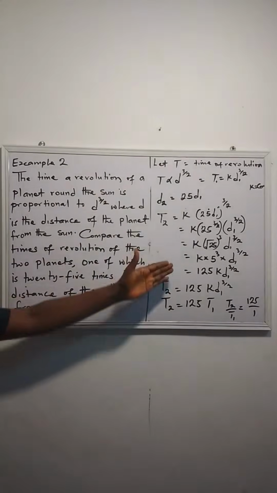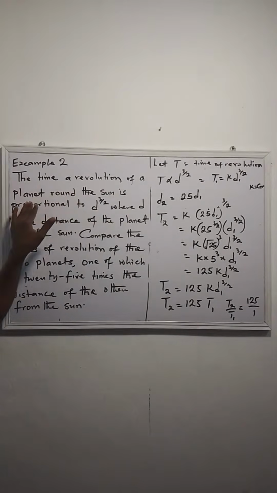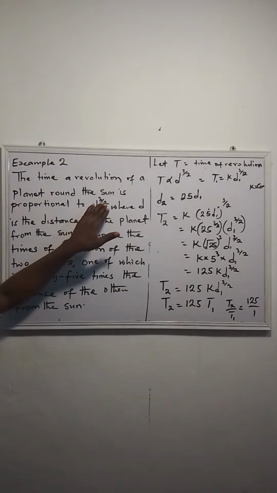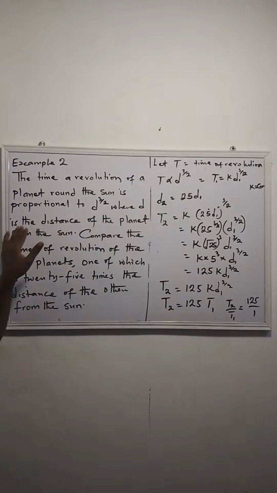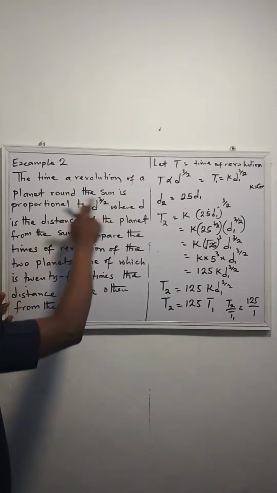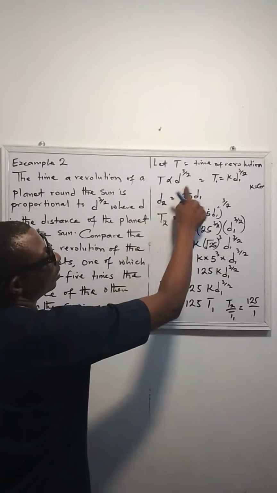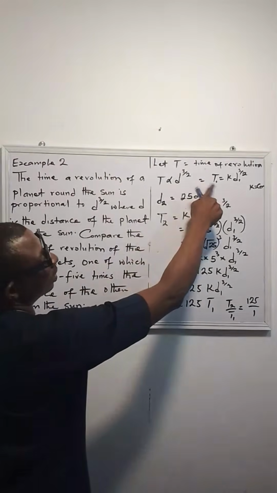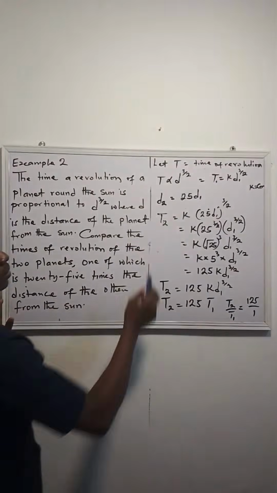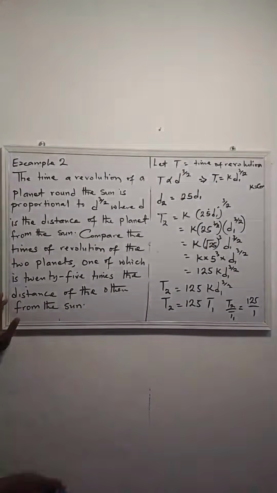So, and explain how we arrive here. Now, the question says the time of revolution of a planet round the sun is proportional to d raised to the power of 3 over 2, where d is the distance of the planet from the sun. So we have this statement now. Time of revolution round the sun is proportional to d raised to the power of 3 over 2. And that implies T1 equals K D raised to the power of 3 over 2.